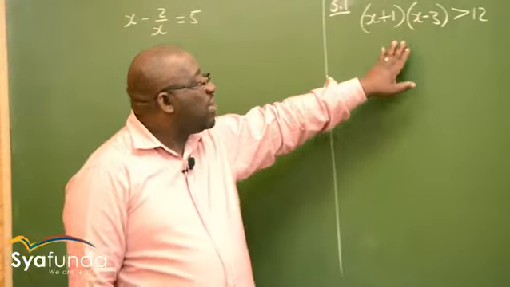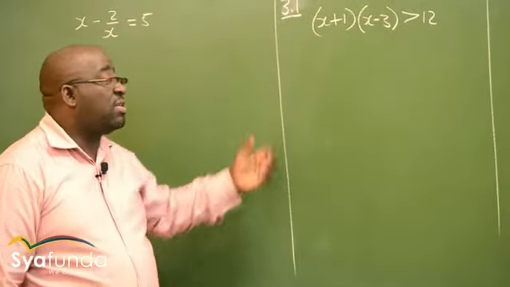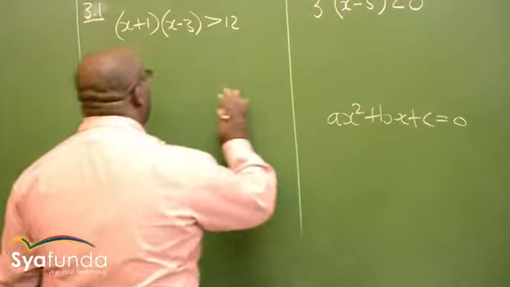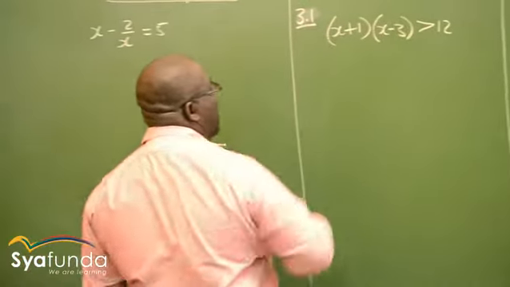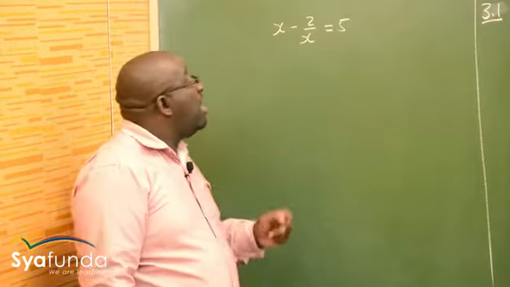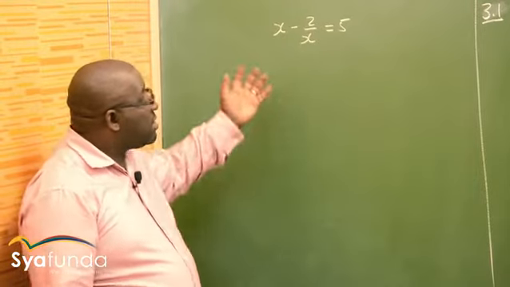Same thing applies to this one. I can't solve it if it is not in the standard form. On the right-hand side, I must have 0. On the left-hand side, it should be in the form of ax squared plus bx plus c. And this one is not in that form. So is the last one. Let us look at the first one. How can I make this in that form?